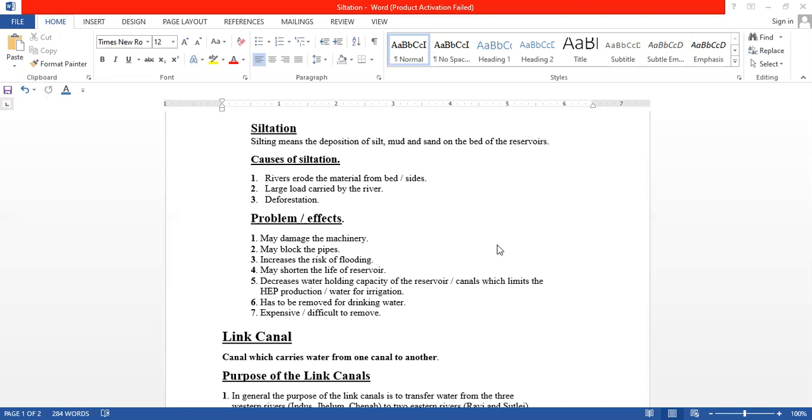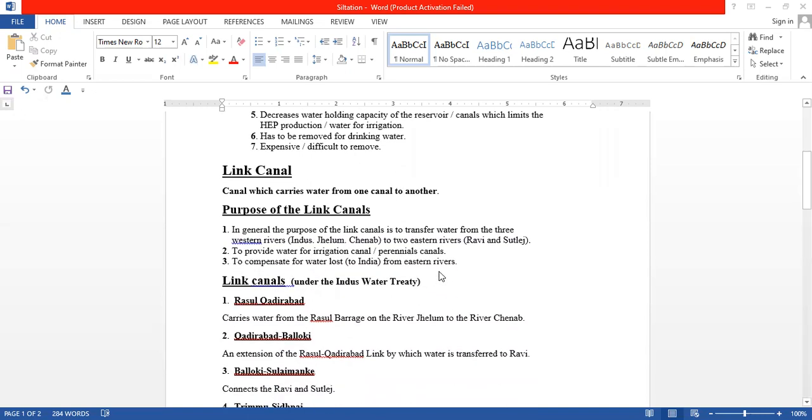So my dear students, that is all about the first topic. Here I told you the definition of silt or siltation, second, the causes of silt or siltation, and the problems caused by silt or siltation in reservoirs, barrages, or even in canals.